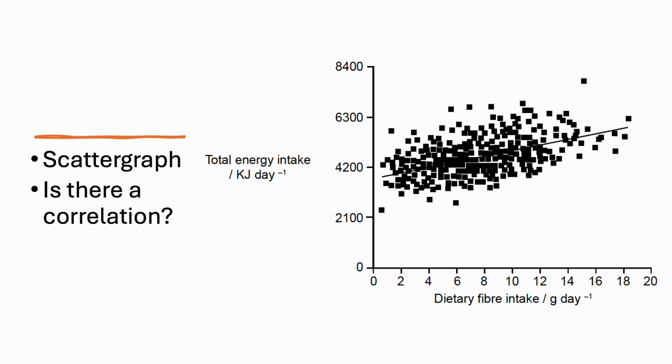Scatter graphs are a common feature. They may or may not come with a trend line. You may be asked to describe any trend or if there is a correlation. Sometimes you might be given an R² value, otherwise known as the coefficient of determination. The closer that is to 1, the stronger the correlation. So here we can see that as dietary fibre increases, total energy intake increases.